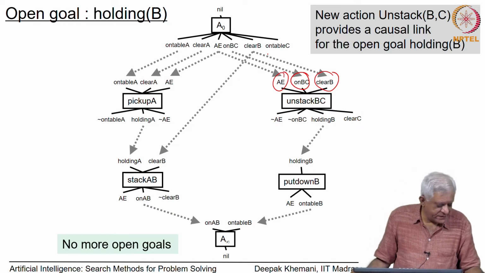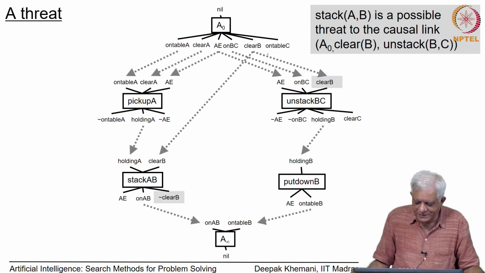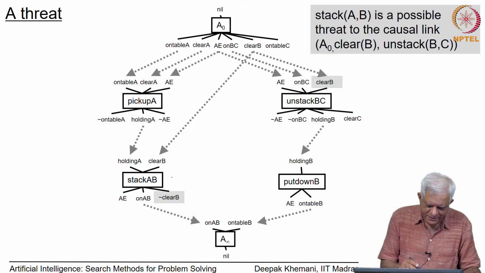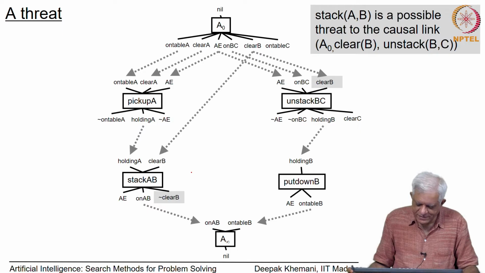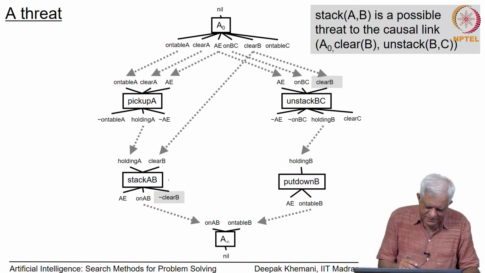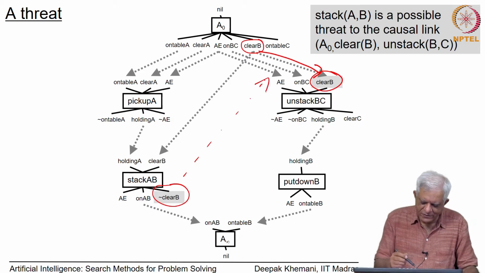What about threats? So, let us look at what is happening with threats. You can see that this action stack A B is a threat because there is a causal link between clear B and clear B here, and this is doing not clear B. So, clearly this action is a threat to that causal link.